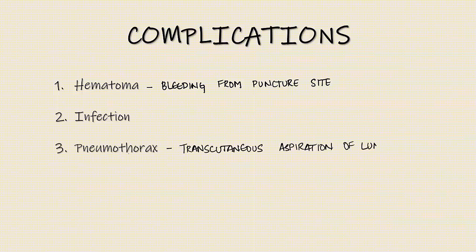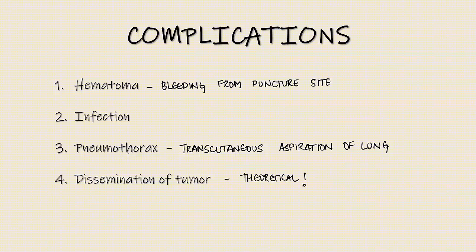Transcutaneous aspiration of the lung causes pneumothorax. Most resolve spontaneously, although intercostal intubation may be required. Number 4. Dissemination of the tumor via lymphatics and blood vessels following FNAC is a theoretical possibility.